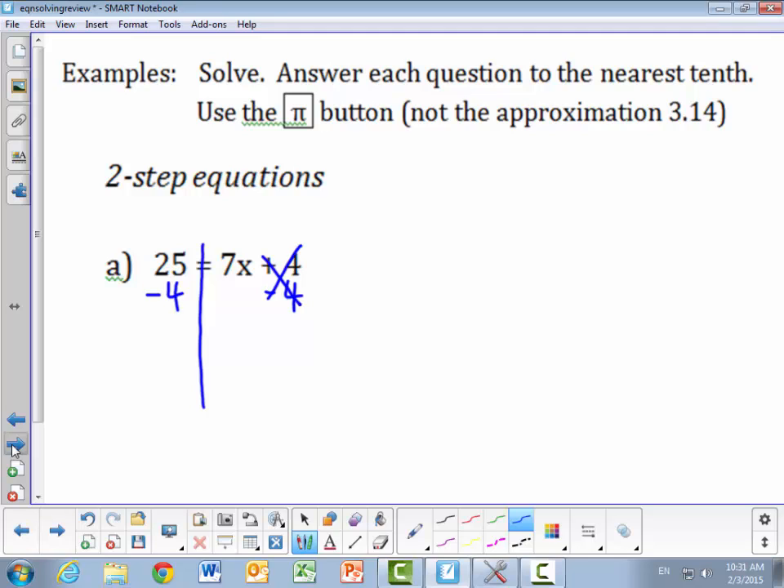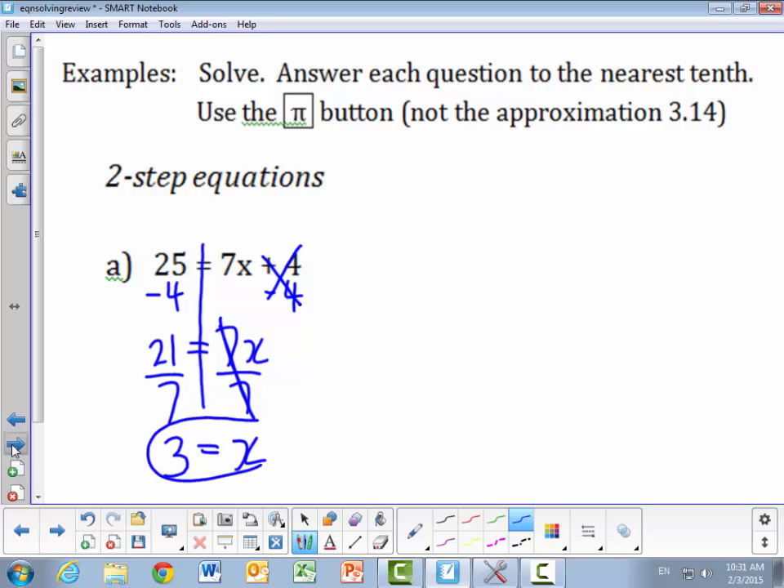Here it cancels to 0. And here I end up with 21. So now I have 21 equals 7x. Then I think again, what's still happening to x? It's being multiplied by 7. What's the opposite of multiplying by 7? Dividing by 7. So I divide by 7 to both sides of the equation. These 7's cancel. 21 divided by 7 is 3. And so my final answer is that x equals 3.